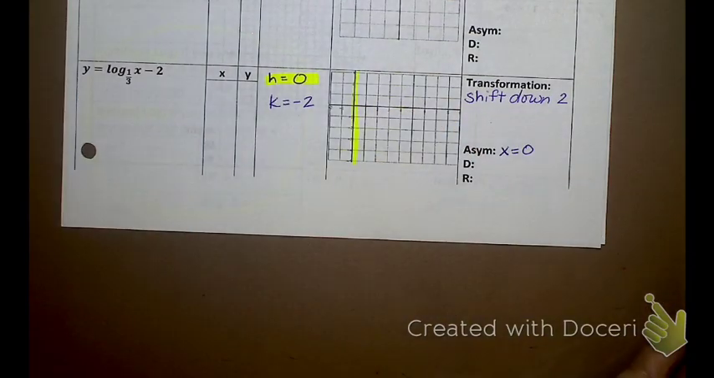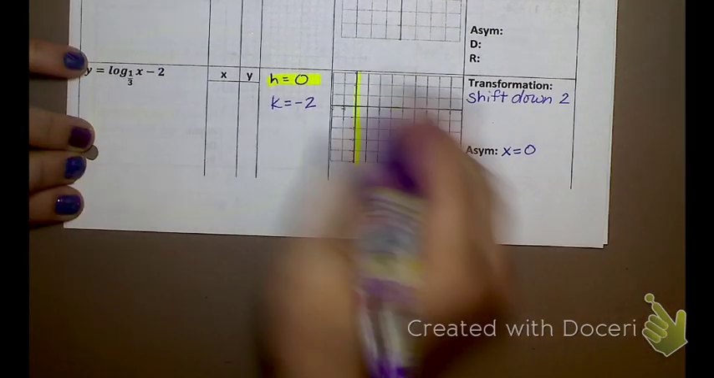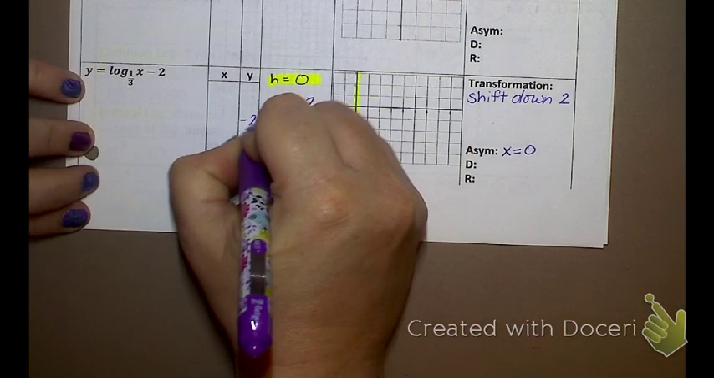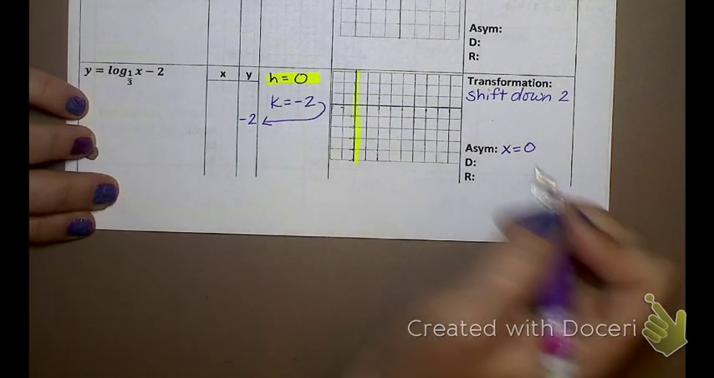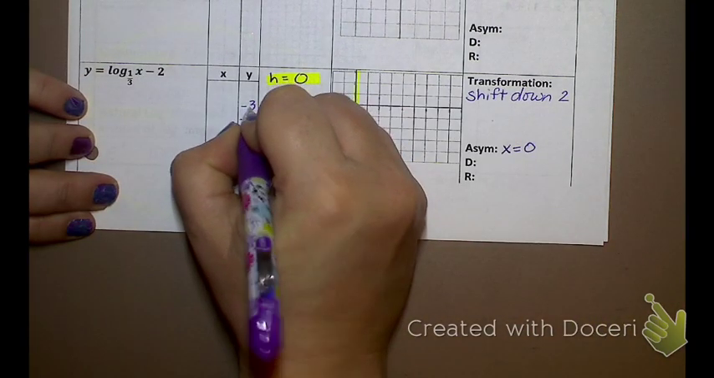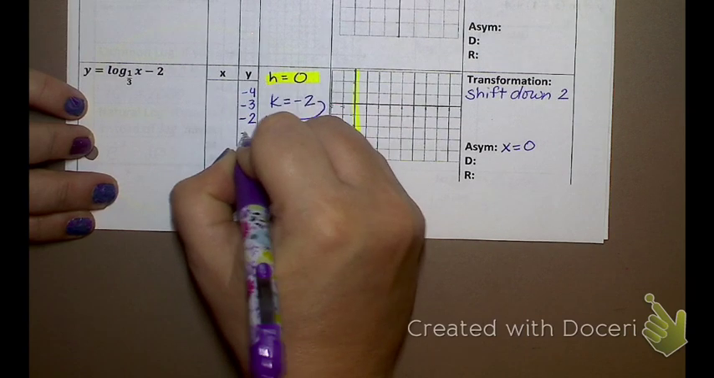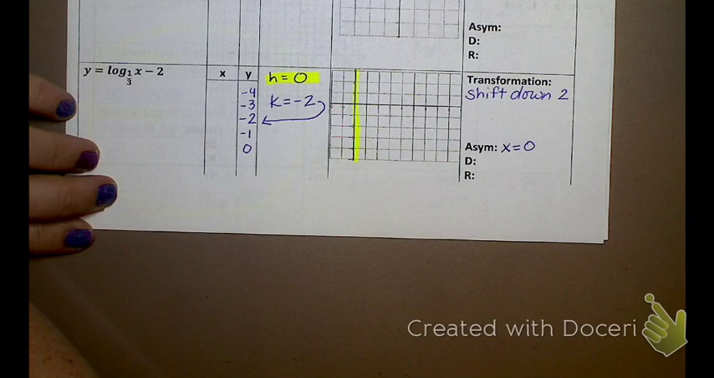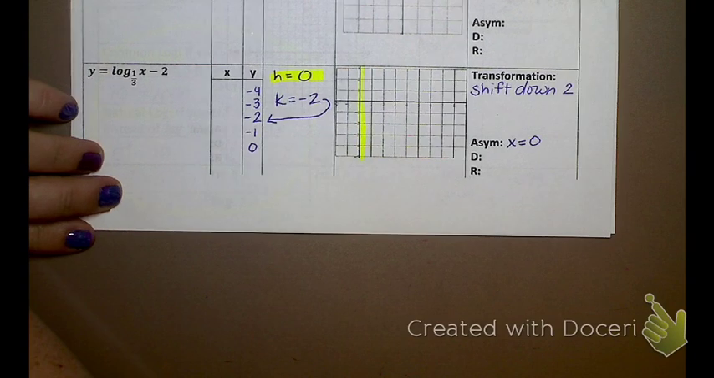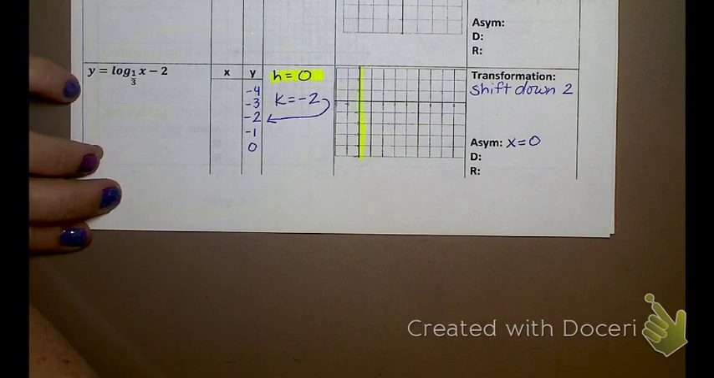K. Where do I put k? Middle of the y values. So that goes right there. And then what do I do around that? -3, -4 on one side, and -1 and 0 on the other. And it doesn't matter if yours is -4 to 0 or 0 to -4, as long as those are the numbers you have.